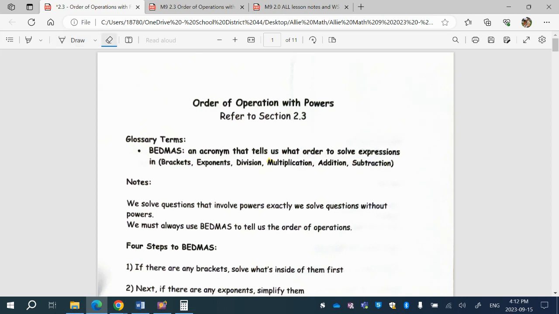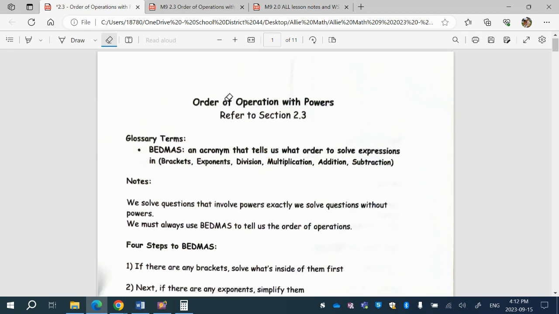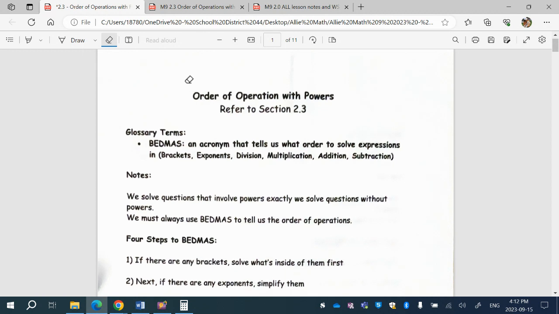This is lesson 2.3, order of operations with powers. So the order of operations part should be review, but with powers might be a little bit of a reminder or introduction, and it does make it slightly more complicated than it was in grade 8, but you'll do great.